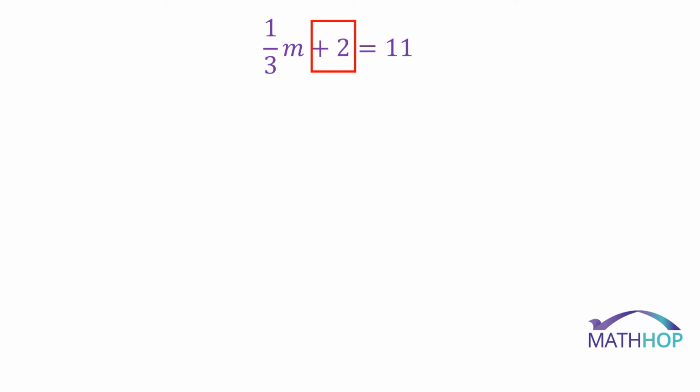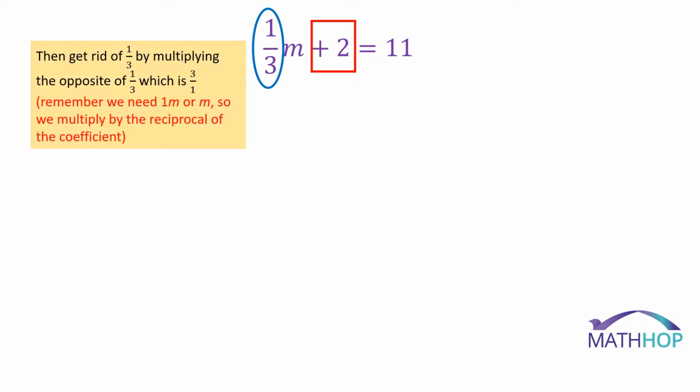Okay? Then we have a 1/3 m. Now, when you have a fractional coefficient, we want to then get rid of that 1/3 by multiplying by the opposite of 1/3. The opposite of a fraction is really the reciprocal. It's 3/1. What I want you to think about is we don't want to have anything here in front of m except for 1. So how can I take 1/3 and make it equal to 1? Well, that's the definition of a reciprocal. When you multiply something by its reciprocal, the result is 1.